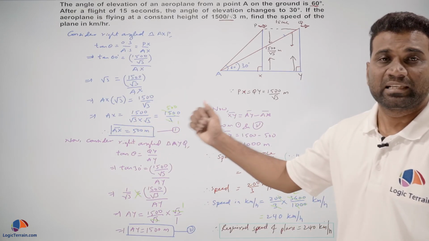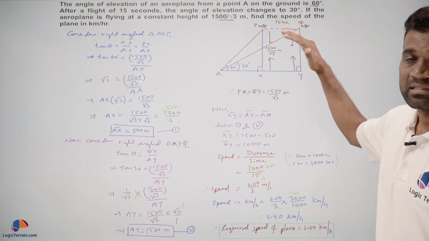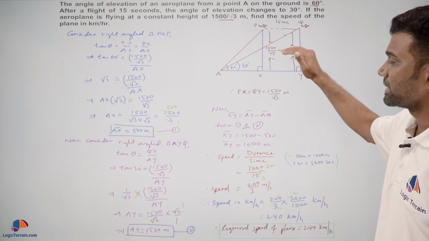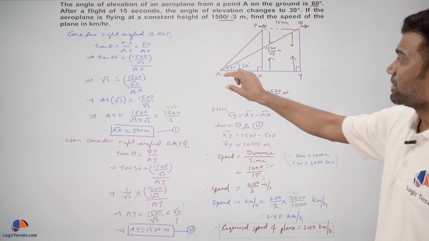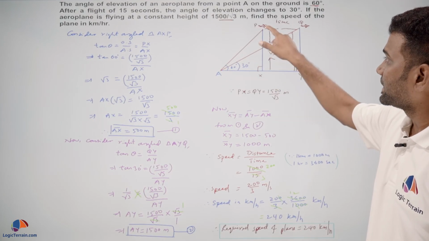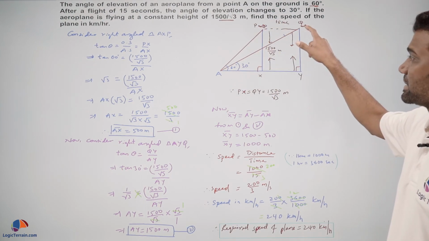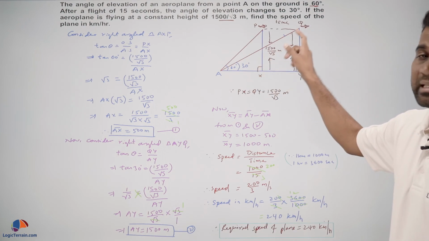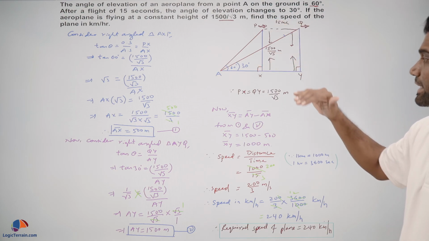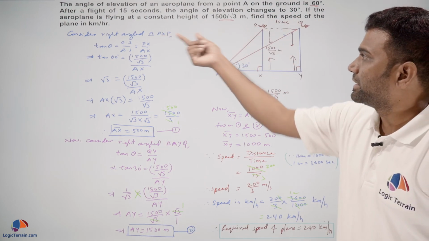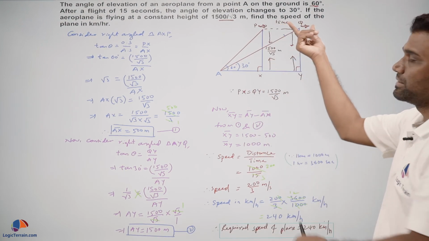So let's look at it once again briefly. Here it is given that a flight is traveling at a constant height, that is 1500 upon square root 3 meters, and it has traveled for 15 seconds. From a point of observation A, initially it was seen with an angle of elevation of 60 degrees. After 15 seconds of travel, it was seen at a 30 degrees angle of elevation. So this is the given information, and from this we need to find the speed of the plane in kilometer per hour. For that we need to find the distance traveled in these 15 seconds.